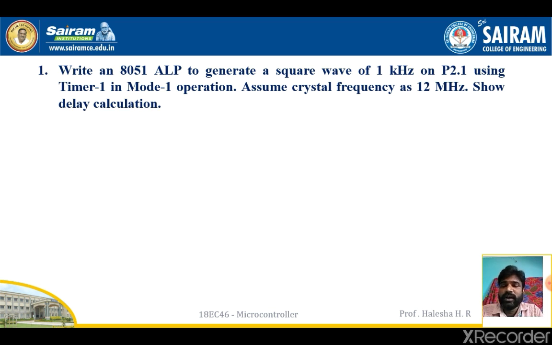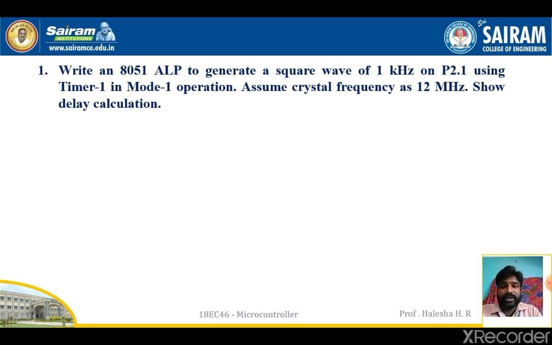See the question: write an 8051 assembly language program to generate a square wave of 1 kHz on P2.1 using timer 1 in mode 1 operation. That means it is required to write a program which generates a square wave on port pin P2.1, and assume the crystal frequency as 12 megahertz and show the delay calculation. So this is the question.